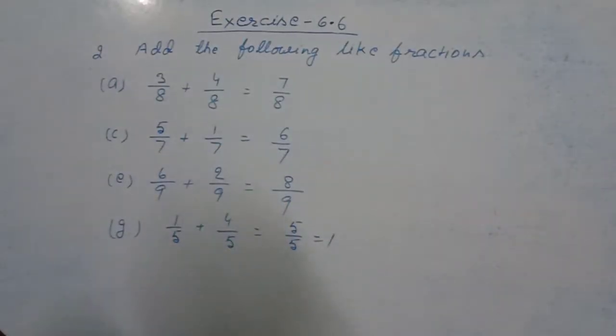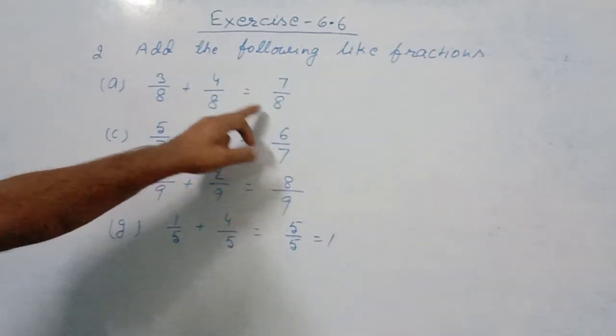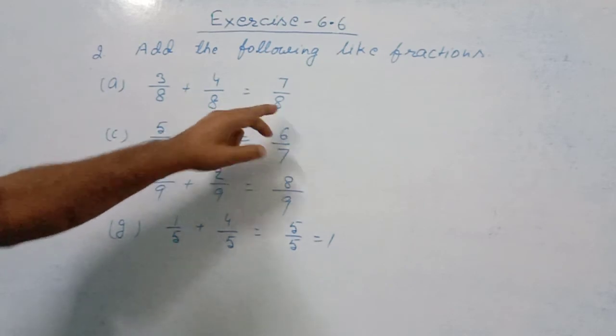Exercise 6.6, question number 2. Add the following like fractions. 3 by 8 plus 4 by 8. In this fraction you are seeing the denominators are equal, so we will add the numerators only. 3 plus 4 equal to 7, 7 by 8. The addition of these two fractions became 7 by 8.